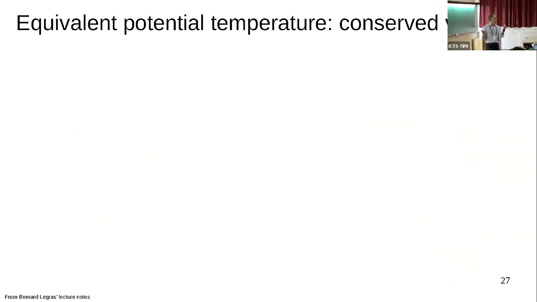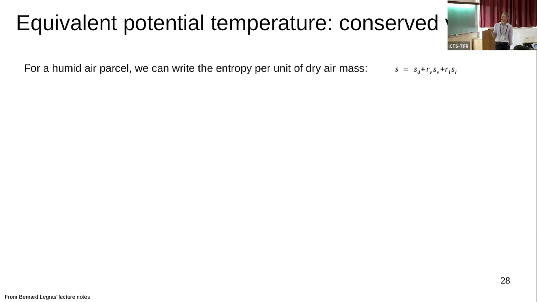When we have a saturated parcel, the conserved variable is the equivalent potential temperature. And when it's not saturated, we just go back to potential temperature, which I have used without defining very clearly, just to save time. Do you know how to find the equivalent potential temperature? Do you know how to rederive this?